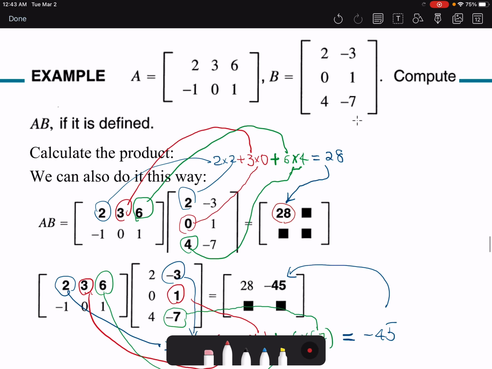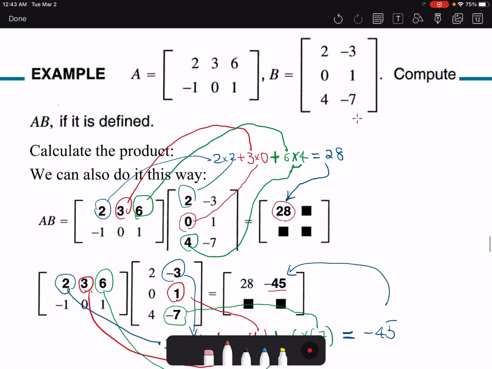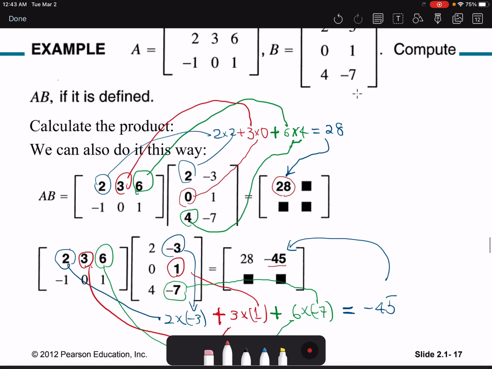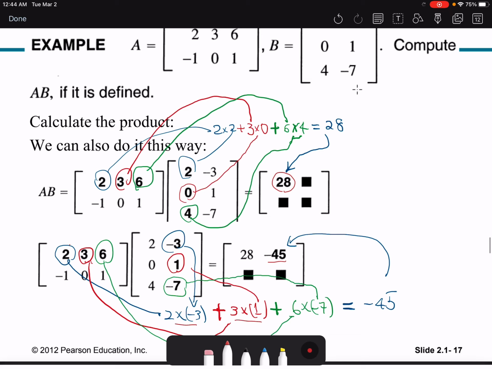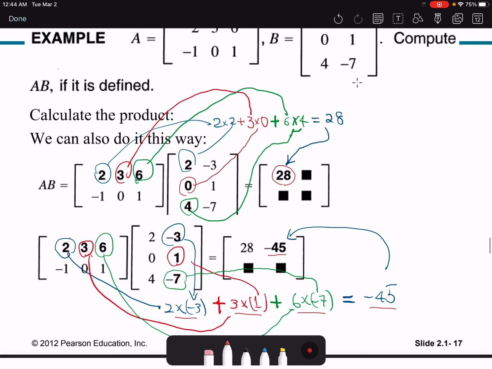Second one, again, what about this position? How do we get negative 45? It's 2 times 3, as you can see, the blue part, and the red part, 3 times 1, and see the green is 6 times 7. I'm sorry, 6 times negative 7. So as a result, it's negative 45. Okay, so it's right here, negative 45, right there.